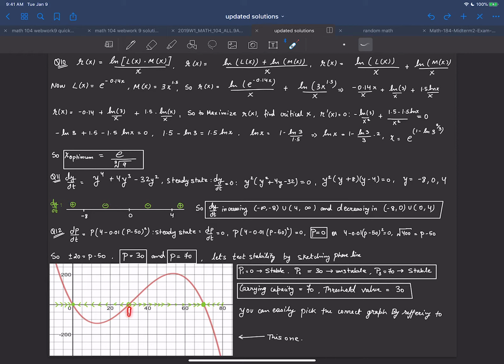So let's say you're at 30. If you are at a point a little bit before that, the derivative is negative, and it's going to push you all the way back to the next steady state, which is 0, which means extinction is happening. But if you are a little bit on the right side, you see the derivative is positive, so it's going to push you even further, all the way to the next steady state, which happens to be the carrying capacity. So in this case, the threshold value is just 30.